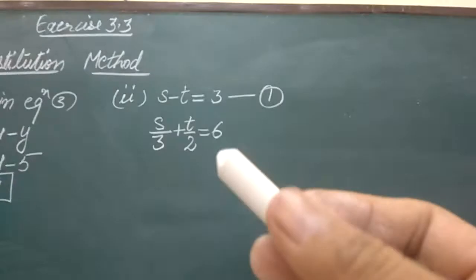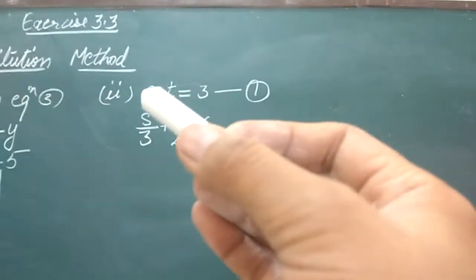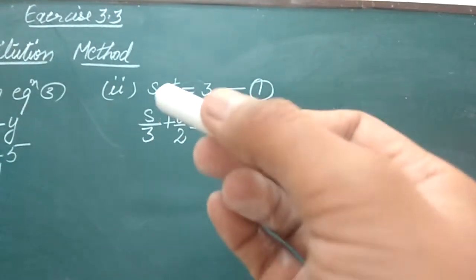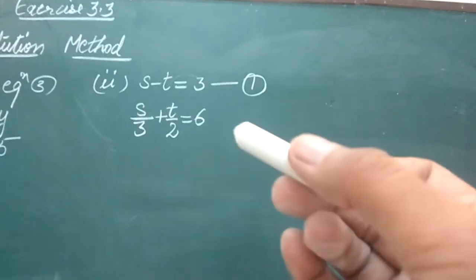Now dear students, second part. Let us try the second part. The first equation is s minus t is equal to 3 and the second is s by 3 plus t by 2 is equal to 6.